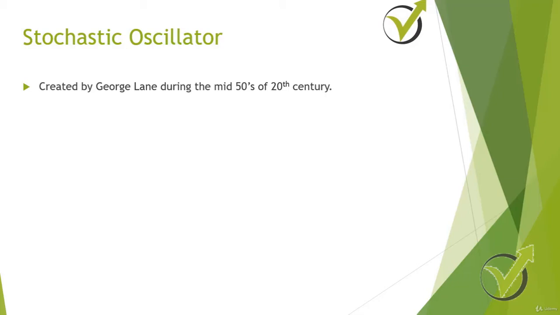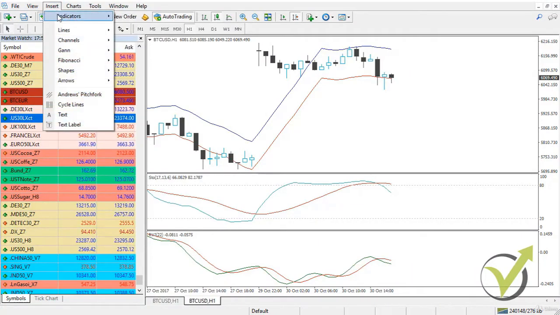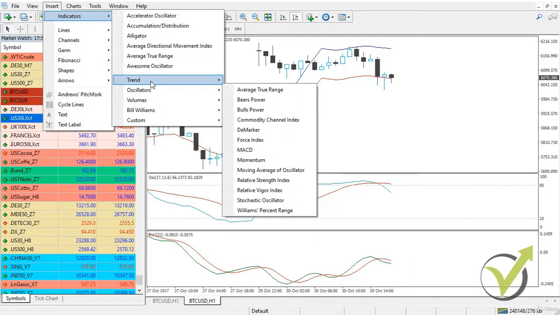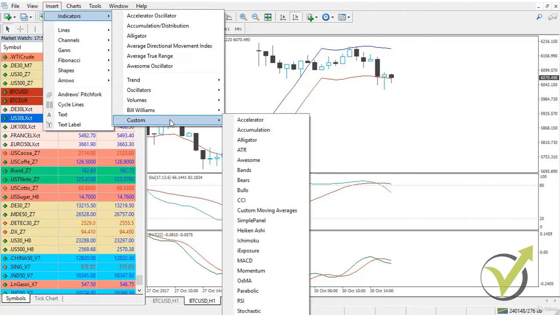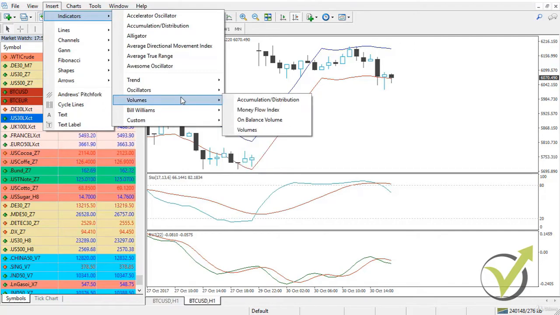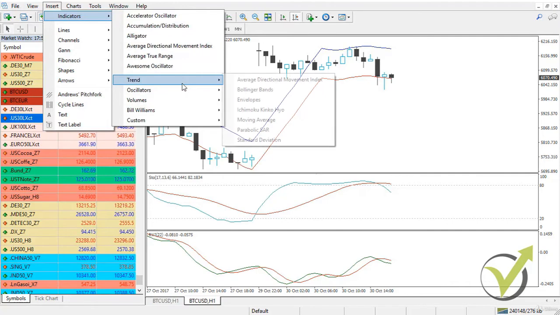So why do I say a member of the oscillators? If you open the platform and click on insert indicators, they're divided into trend indicators, oscillators, where the stochastic oscillator actually is, volumes, Bill Williams, and custom indicators. This is what most of the MT4 platforms have. And of course, here you can add many indicators as well.